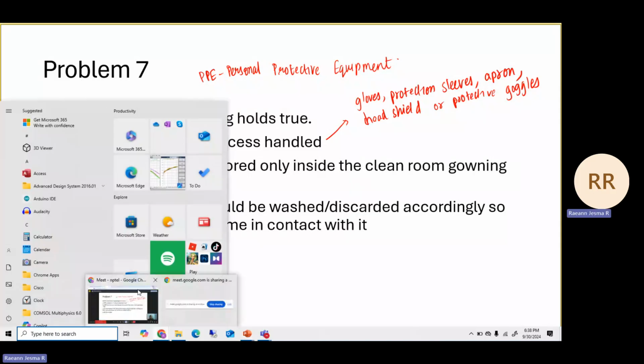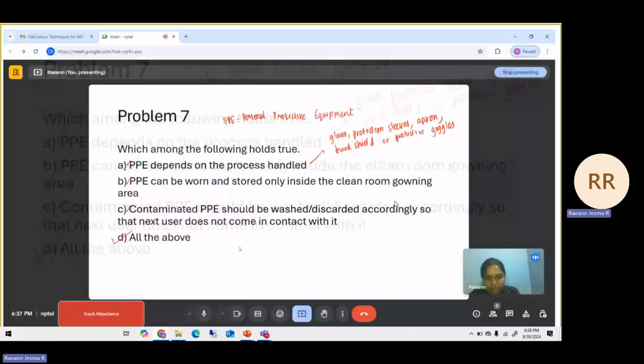Is this clear? If this is clear, we can move on to the next question. Problem 8.